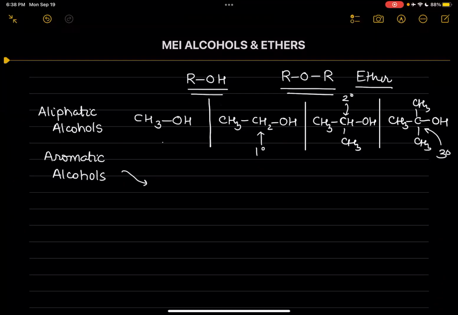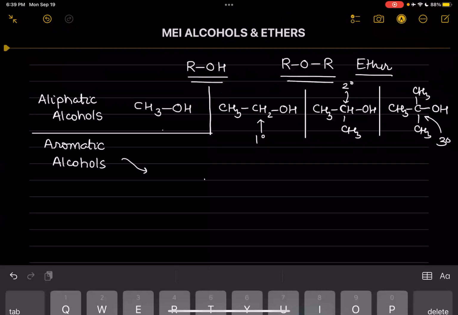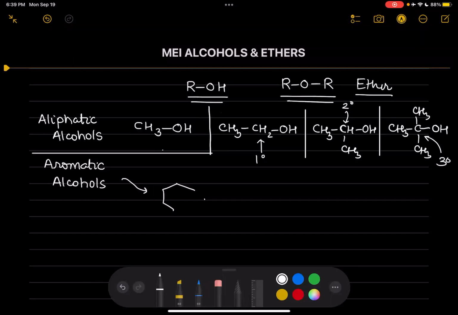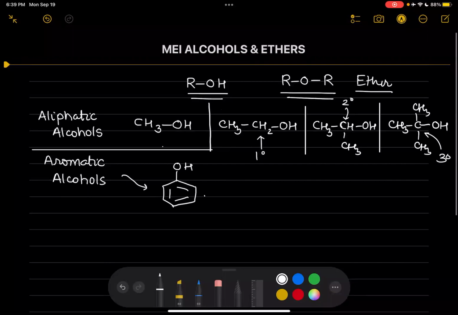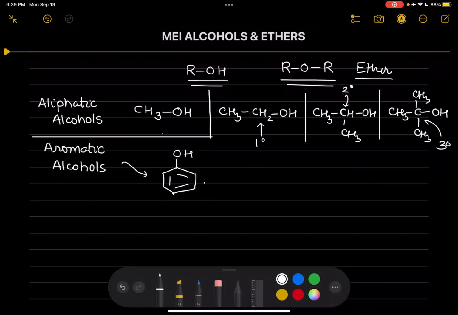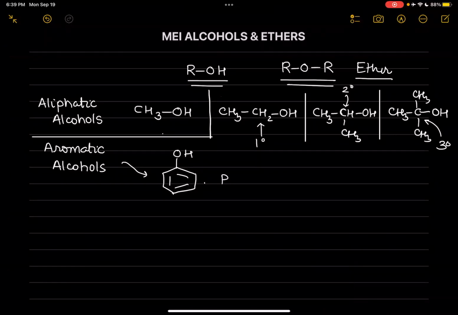And what are aromatic alcohols? Aromatic alcohols are also organic compounds having an OH group directly connected to benzene. There are many other aromatic rings also, but benzene is the most common. So what is the common name and IUPAC name of this? Phenol, exactly. There can be other types of aromatic rings also, but phenol is the most common. Is it clear?